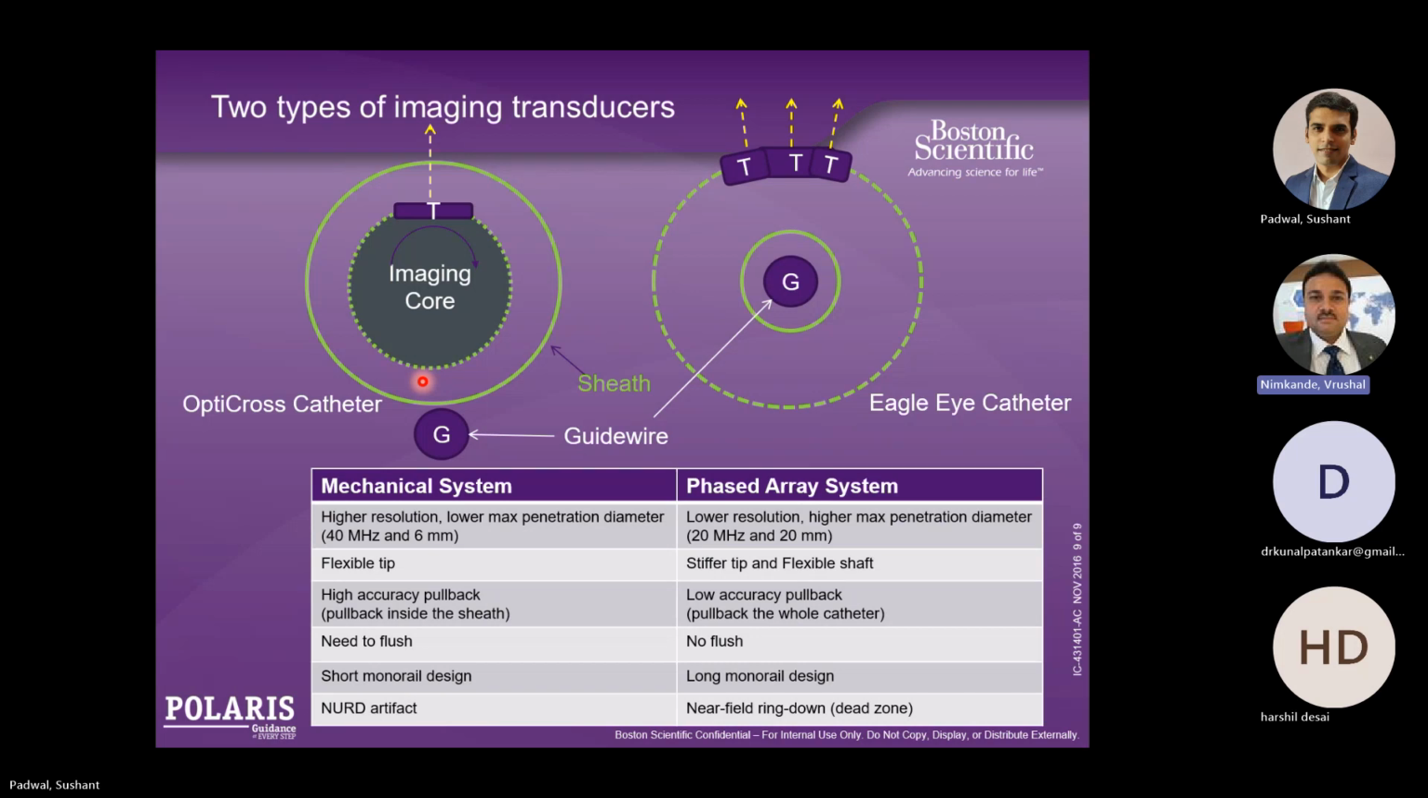NURD, that is non-uniform rotational distortion, means this rotating imaging core is not rotating smoothly, and because of that, wherever it is getting resistance to rotate smoothly, that particular angle image in IVUS will be a blurred image or a hazy image. Rest of the image will be clear. So to take care of that kind of a troubleshoot, you simply need to readjust the IVUS catheter.